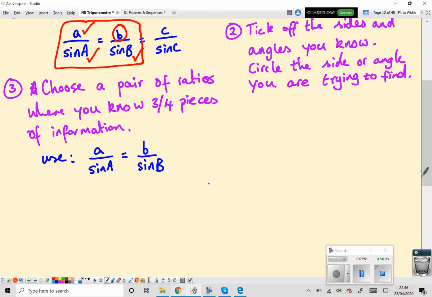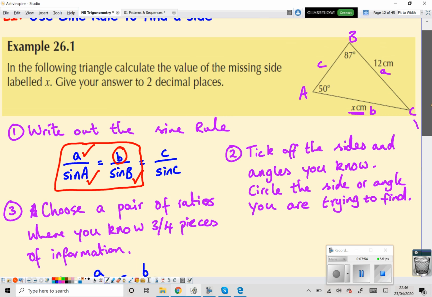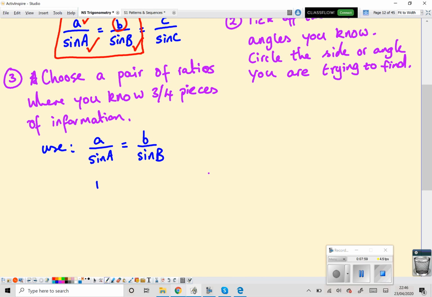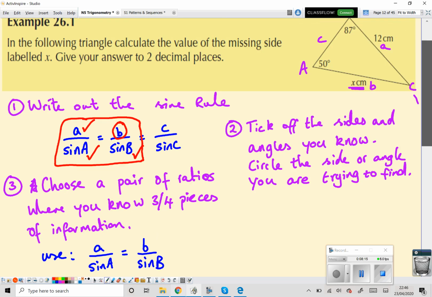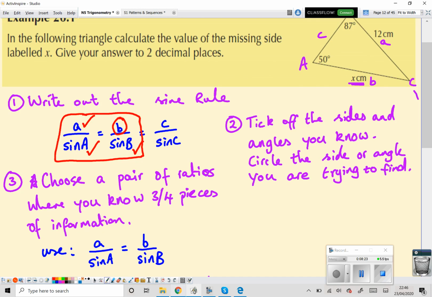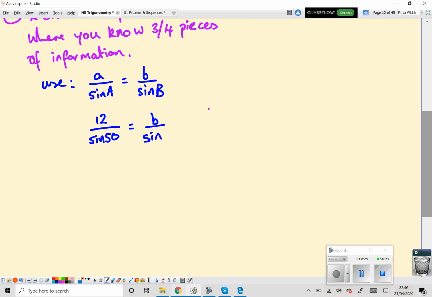Now, what we're going to do is substitute in our information. So this is 12 over sine 50 for A over sine A. Then B we don't know, over sine B, and if you look at it again, B is 87 degrees. So that's sine 87.